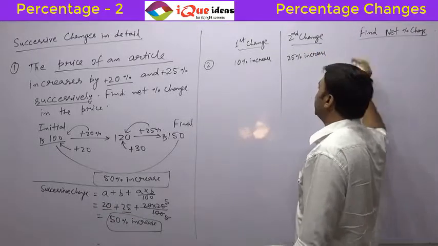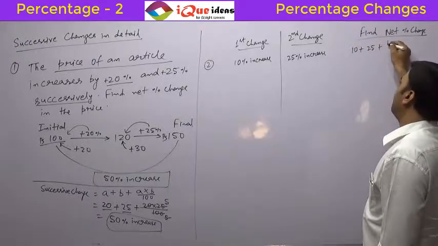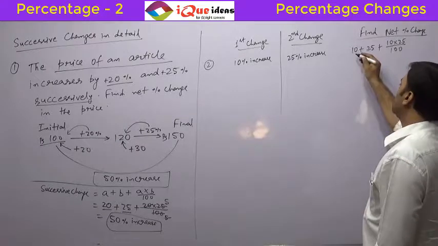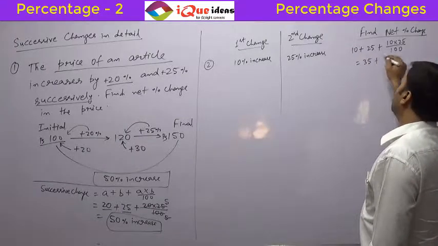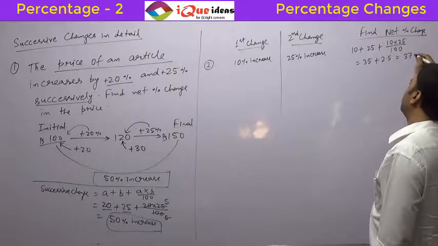Okay. So the net change can be directly calculated as 10 plus 25 plus 10 into 25 by 100. Now 10 plus 25 is 35, plus 10 into 25 is 250, by 100 is 2.5. So the answer is 37.5% increase. Right?